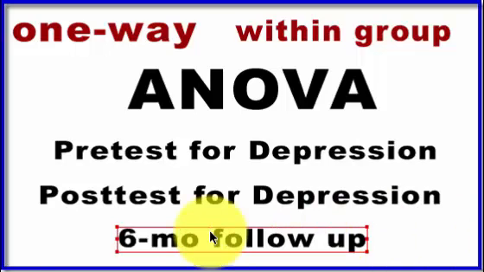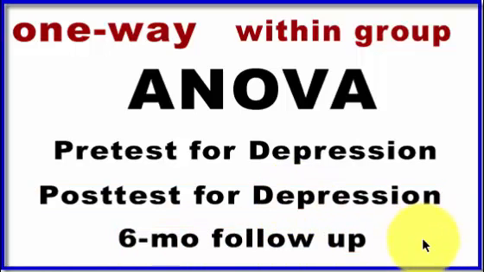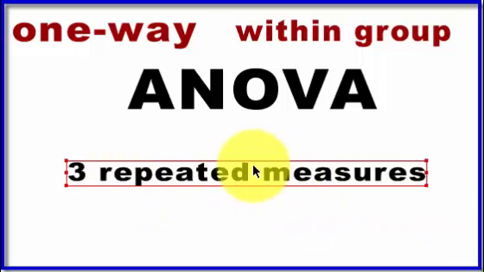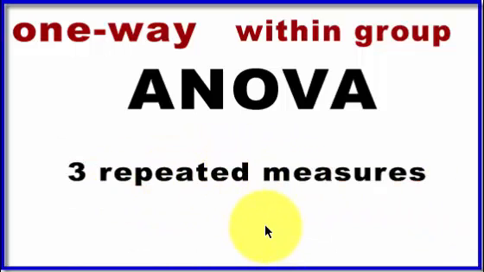And then you wanted to follow up 6 months later, give them another depression test. So you got 1, 2, 3 tests, right? 3 repeated measurements, and they all have means. And you're going to compare those 3 repeated measure means to see if there was a significant difference, whether they went up or down or didn't do anything at all. So that's it in a nutshell for a within group.